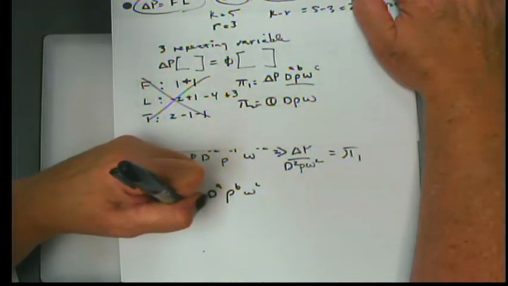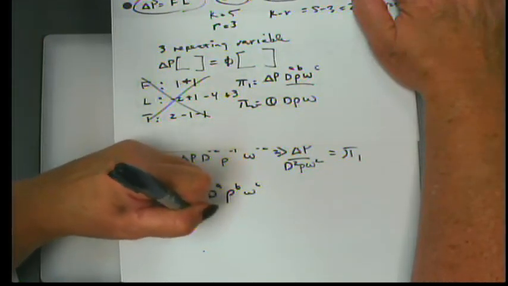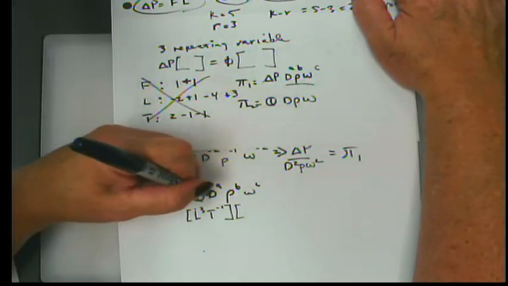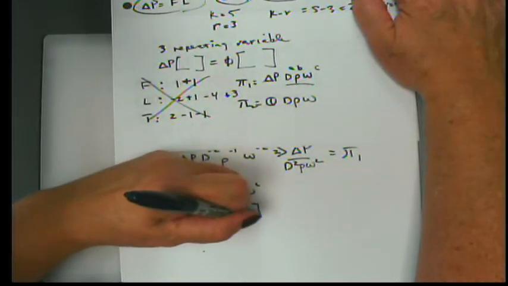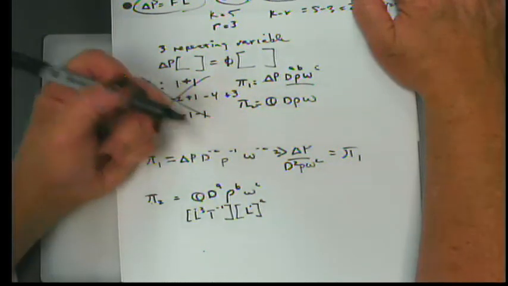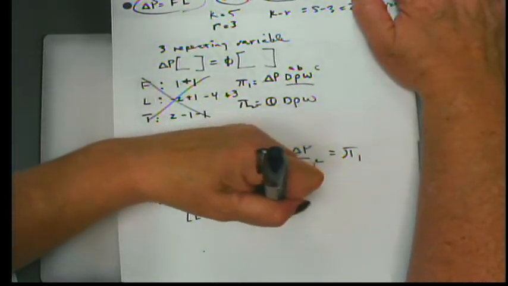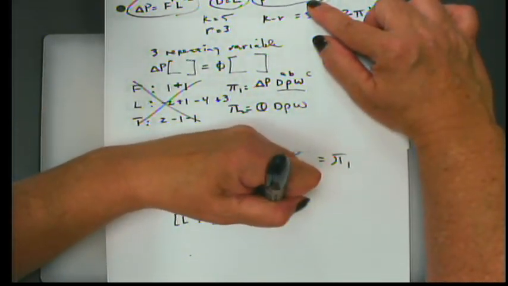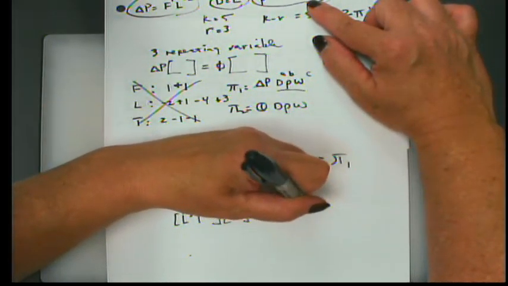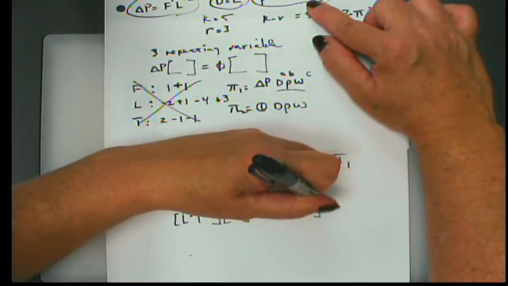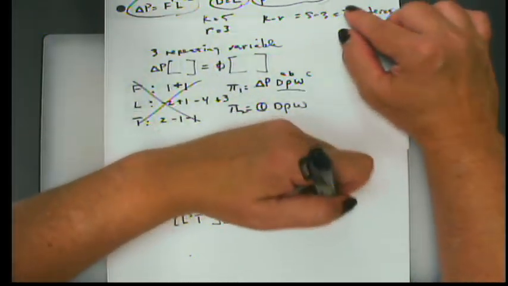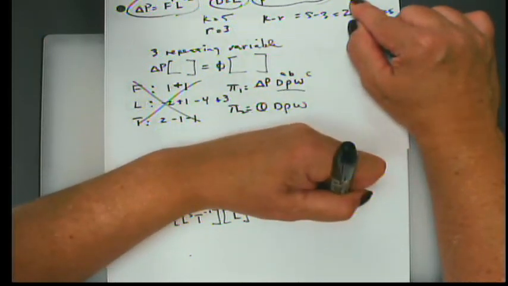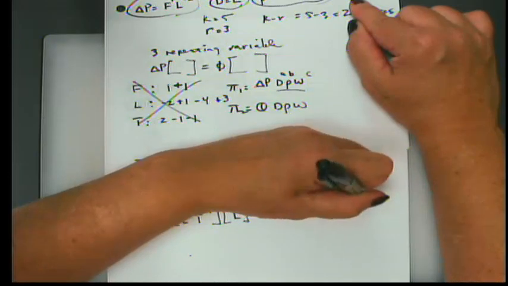Okay, so q has dimensions of L to the third t to the negative 1. And d has dimensions of length to the 1. That's raised to the a power. And rho, written in force length time, is force time squared length to the minus 4. It's raised to the b. And then omega is t to the minus 1 raised to the c power.